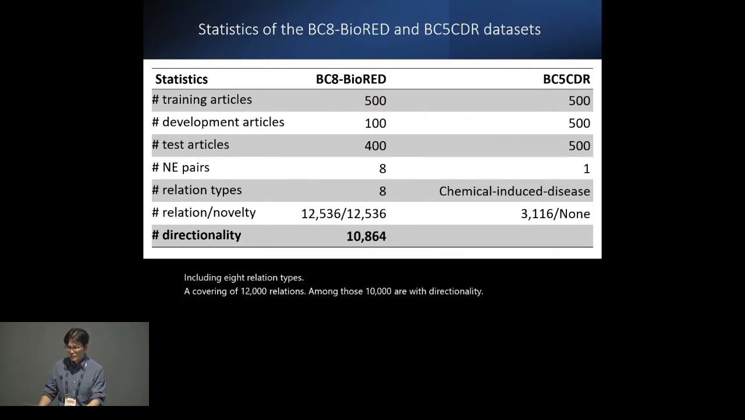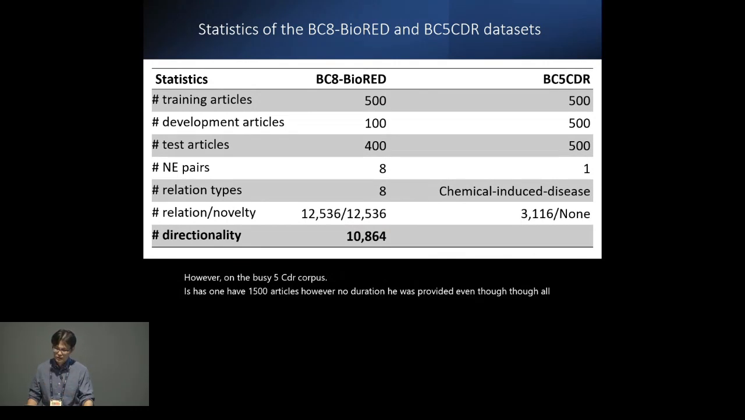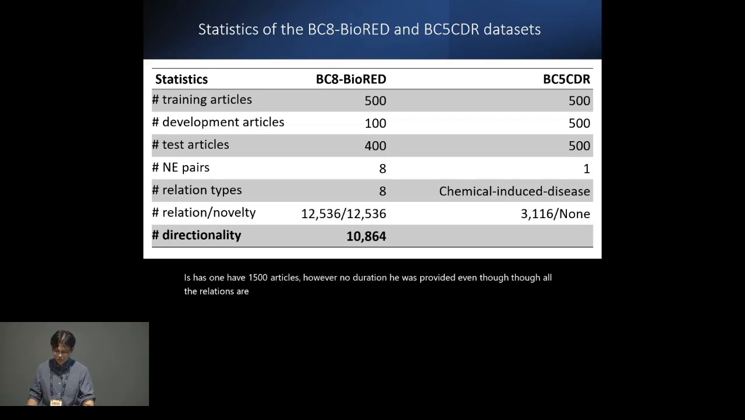However, the BC5CDR corpus has 1,500 articles. However, no directionality was provided, even though all the relations are already presented as chemical-induced disease.